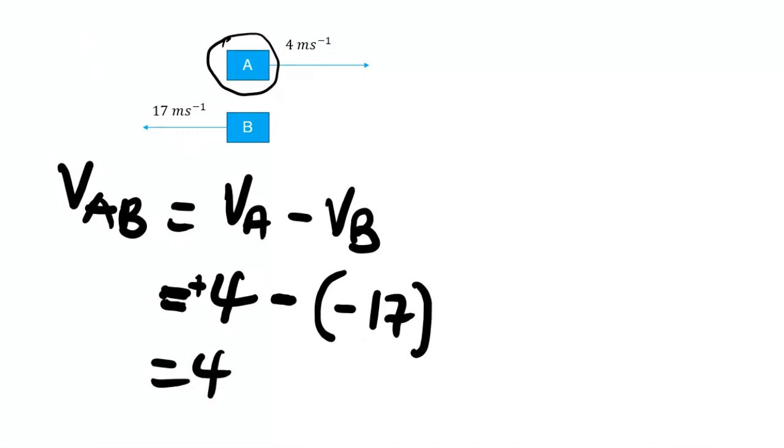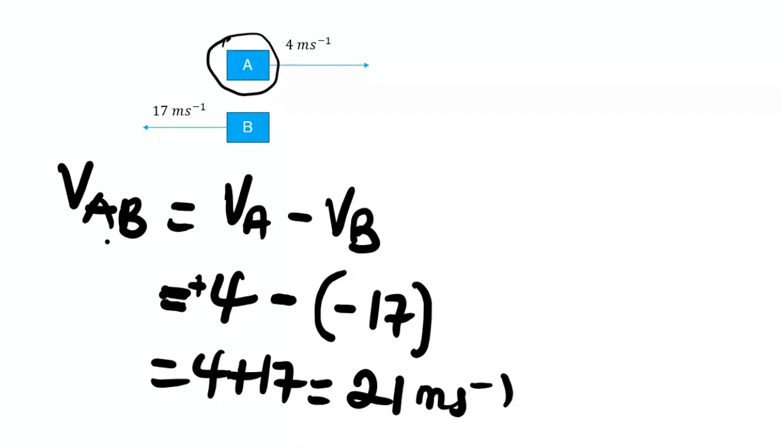So it's going to be 4 minus minus 17, which becomes plus 17. That will give us 21 meters per second. Meaning that if you are in car B and you are seeing car A, car B will be moving with a velocity of 20, and car A will be seen moving with a velocity of 21 meters per second. But actually, car A is just simply moving with 4 meters per second. Relatively, if you compare it to yourself, because you're also moving, the velocities just sum up.